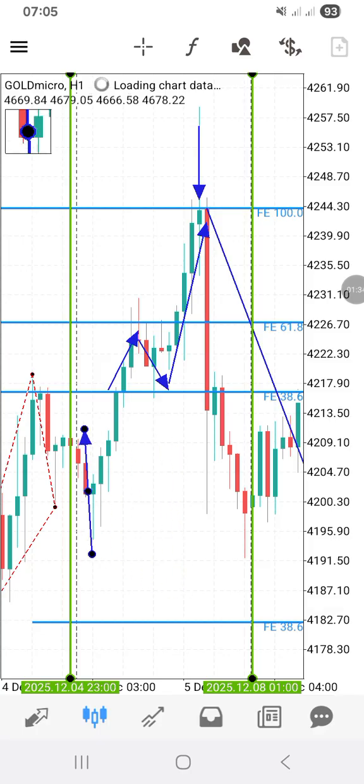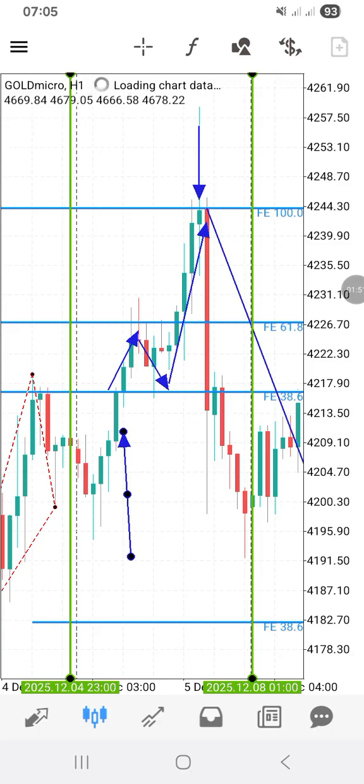So let us recap, guys. This Fibonacci, guys, I've added the 38.6, which means you must add the 38.6 on your chart. If ever you don't know how to add it, I'll show you. I've added the 38.6, the 61 is already there, and then the 100.